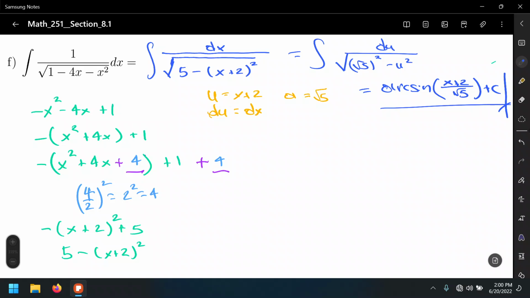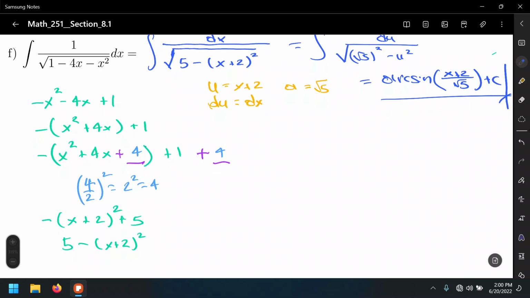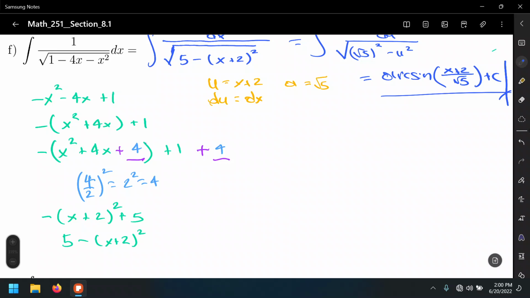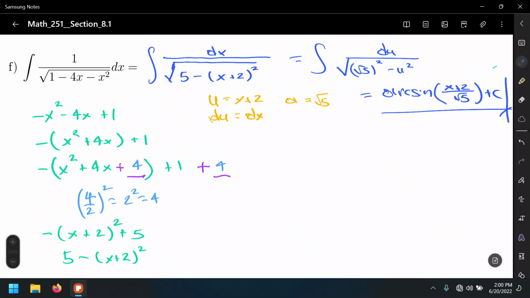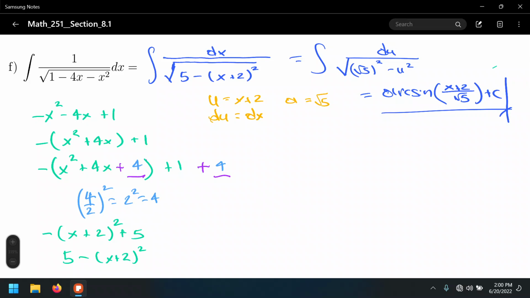So, questions about this one? Yes. Don't you have to multiply by 1 over a, so 1 over square root of 5? Good question. That is true only for the arctangent one. Let me go back to that one. No, I don't think I have those notes here, because I did those on paper. That was the first day topic.